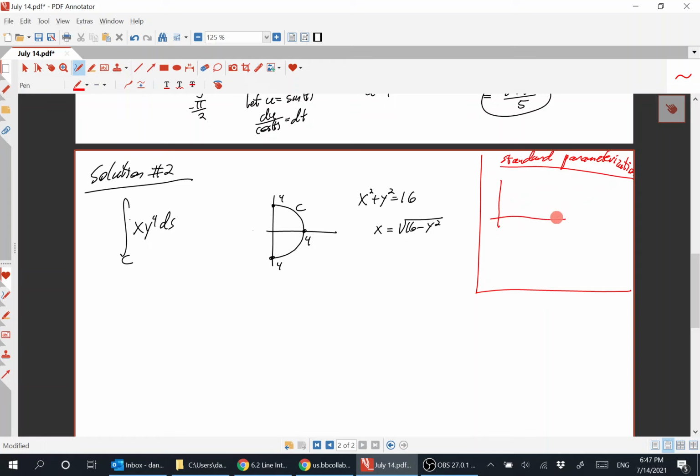Anytime you have a curve, remember this standard parameterization. Given a function y equals f of x from a to b, a standard way to parameterize this would be r of t equal to t, f of t, with a less than or equal to t less than or equal to b. So you just call x t, and y is f of t, and that's it. So that's what we're going to do here.